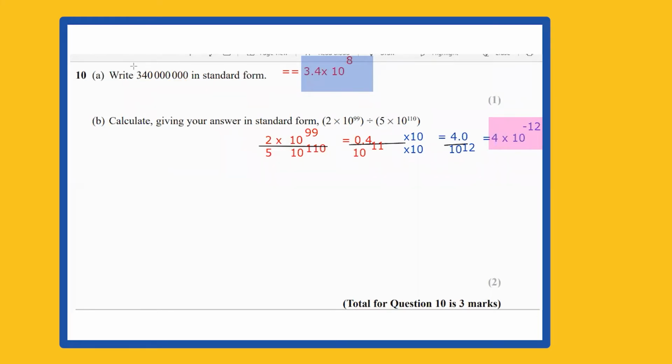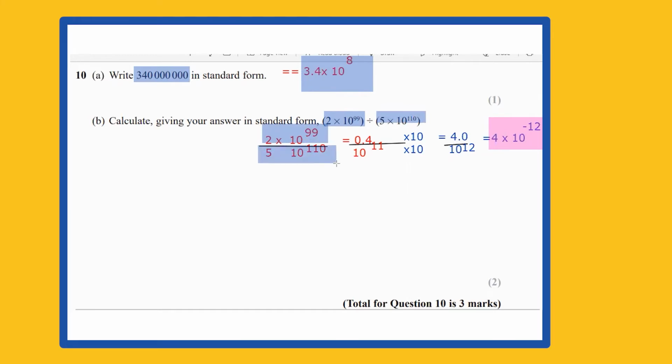That means that your workings are correct. That's part A. Let's move on to part B. In part B, they say calculate, giving your answer in standard form. Now, when we have a situation like this, we write 2 times 10 to the power of 99 on top. Then we write 5 times 10 to the power 110 at the bottom.